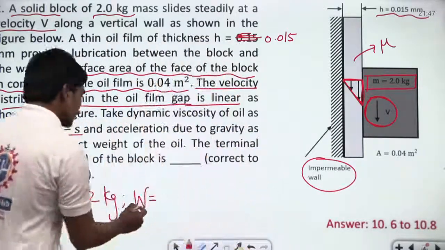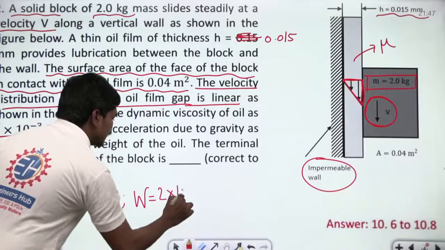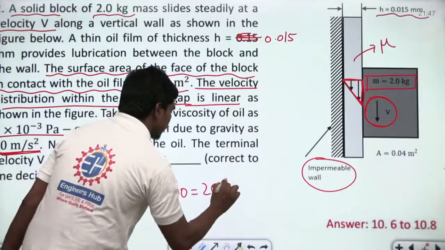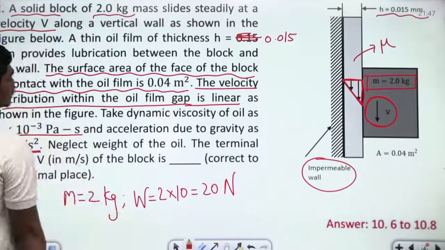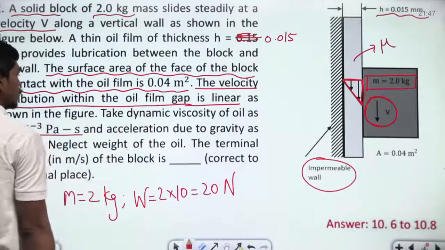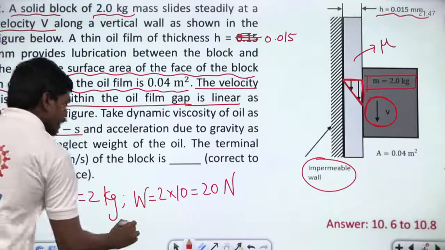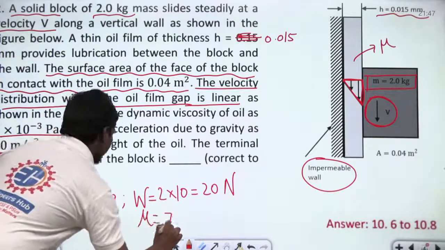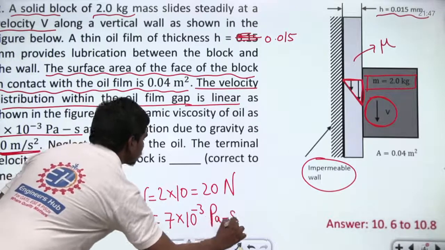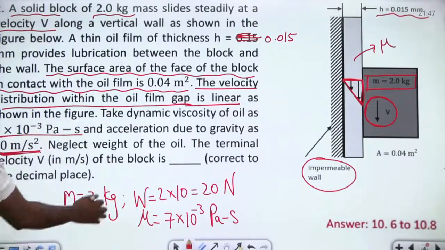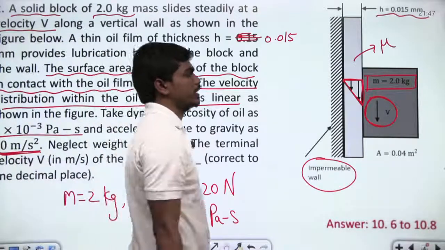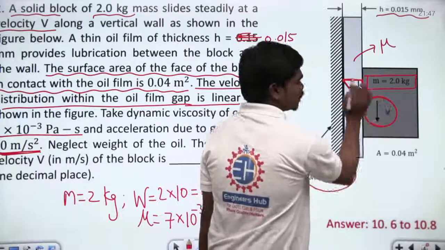So this weight is mass into acceleration due to gravity, 2 kgs into 10, so 20 newtons of weight is acting. Then the velocity profile is assumed to be linear. The dynamic viscosity of the oil is given: mu is equal to 7 into 10 to the power minus 3 Pascal second. And acceleration due to gravity is also given. They are asking for the terminal velocity of the block.